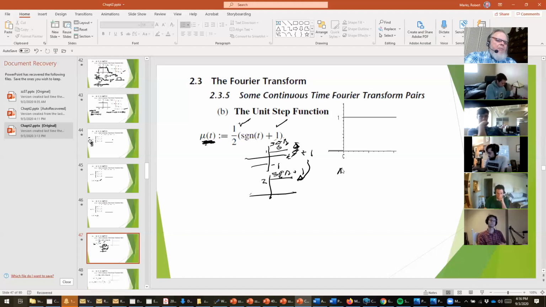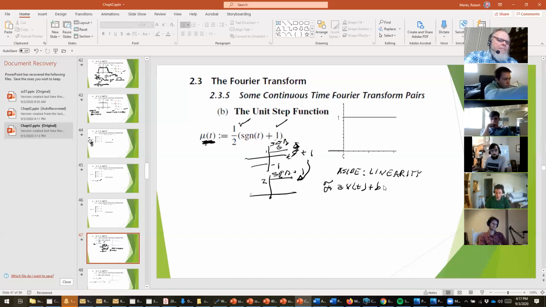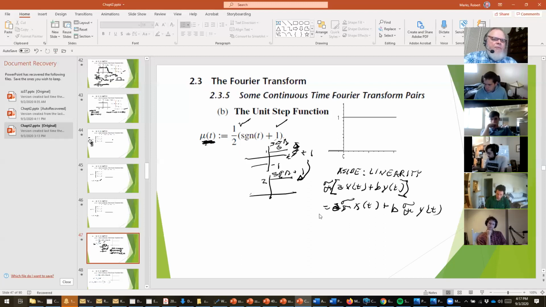Just an aside, a property that we're using here is linearity. Linearity says that I'm going to use a Fourier transform operator. The Fourier transform of a times x of t plus b times y of t. And hopefully you've seen linearity in your systems analysis. The Fourier transform is a special case of this. It is a times the Fourier transform of x of t plus b times the Fourier transform of y of t. That's the definition of linearity.